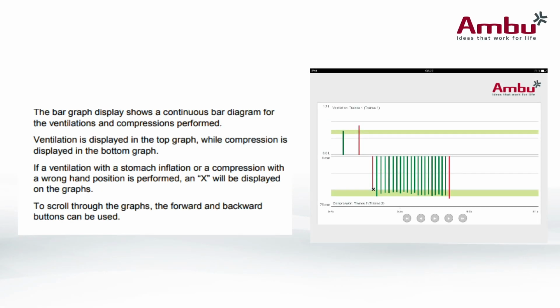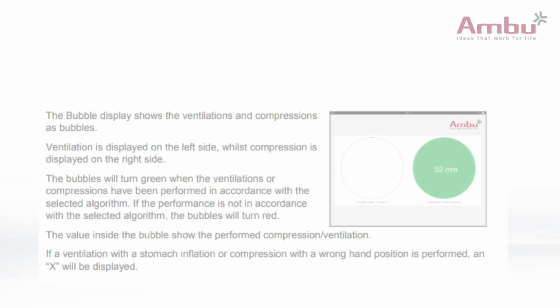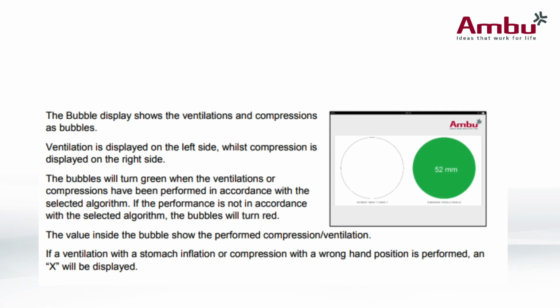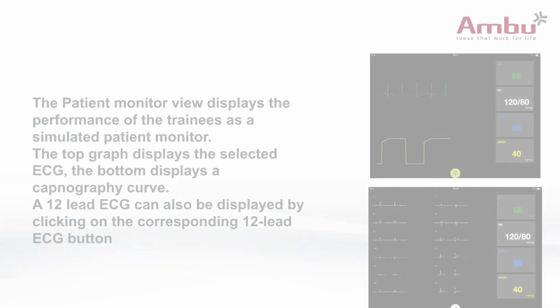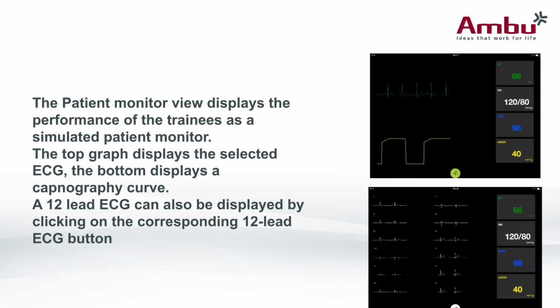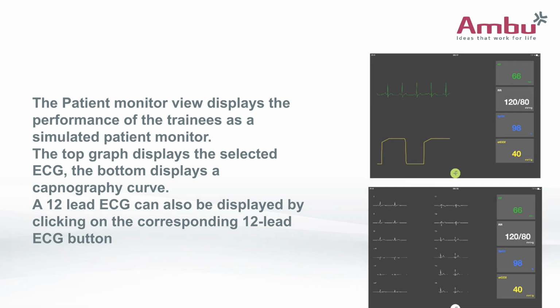The bar graph shows a continuous bar diagram for ventilations and compressions performed. It also shows the X for wrong hand position or stomach ventilations. The bubble display shows ventilations and compressions as bubbles. Finally, the patient monitor views and displays the performance of the trainees as a simulated patient monitor. The top graph displays the selected ECG, and the bottom graph shows a capnography curve. This is where students can see their 12-lead ECGs displayed by clicking the ECG button.